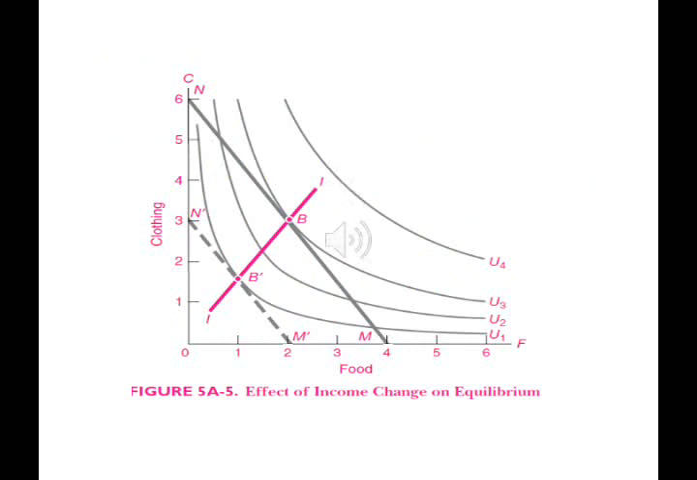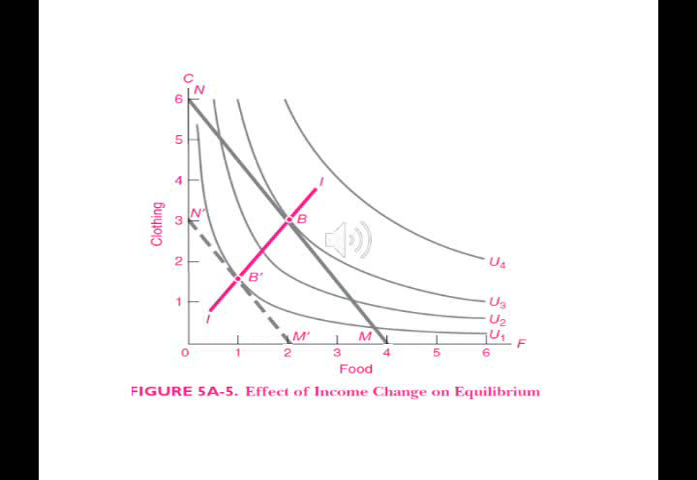So what do we have on this graph? On this graph we have our consumer's indifference map, a set of indifference curves. We have our initial budget line, which lies on the line segment NM, and we have the initial consumer equilibrium lying at point B. Now let's assume that the consumer's income has been halved, which means that the consumer now has $3 per day to spend on food and clothes.